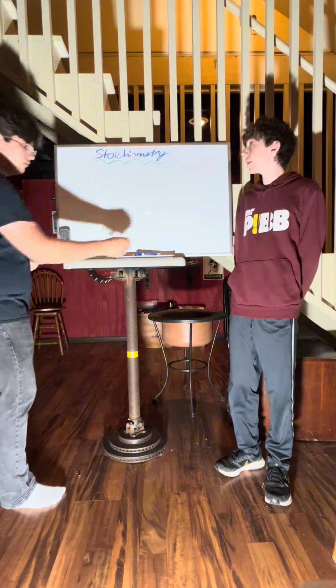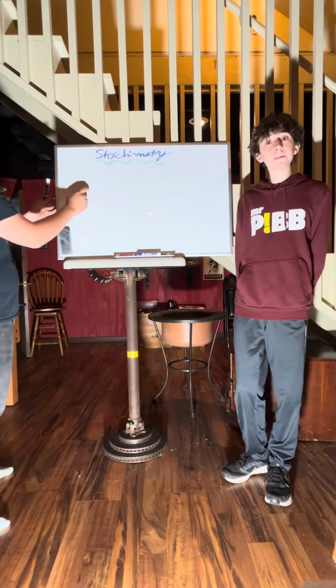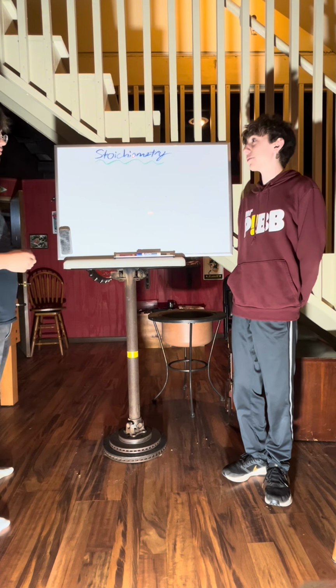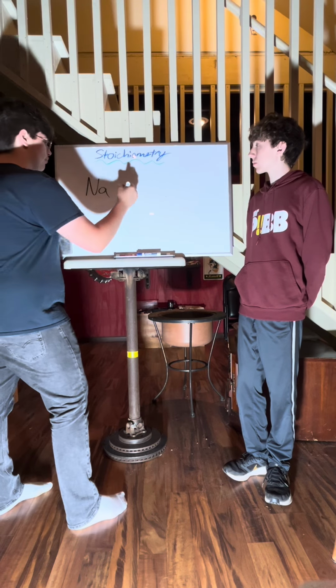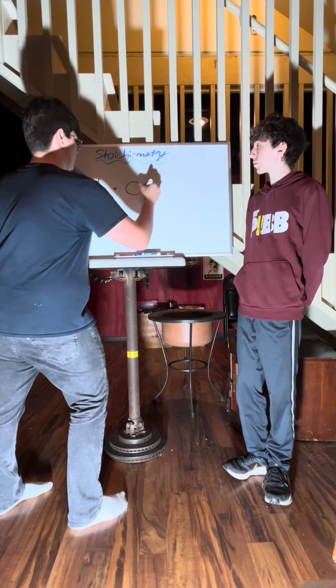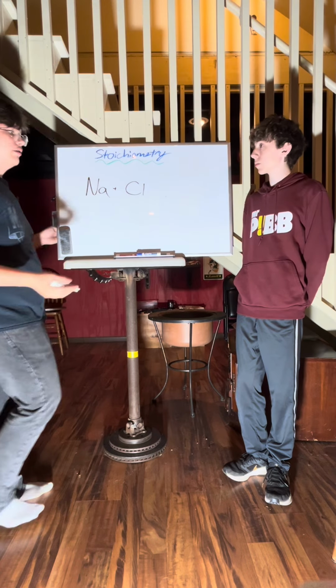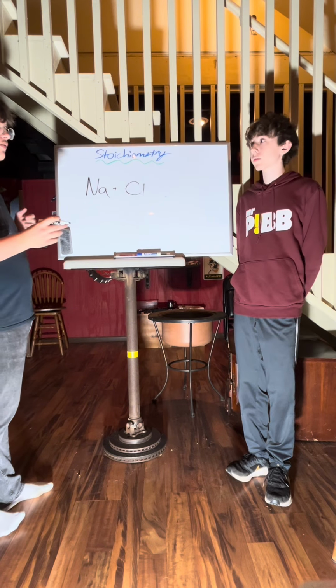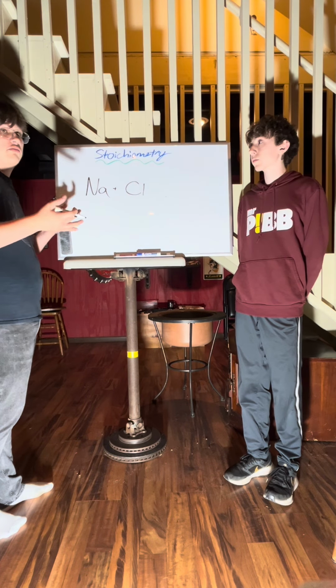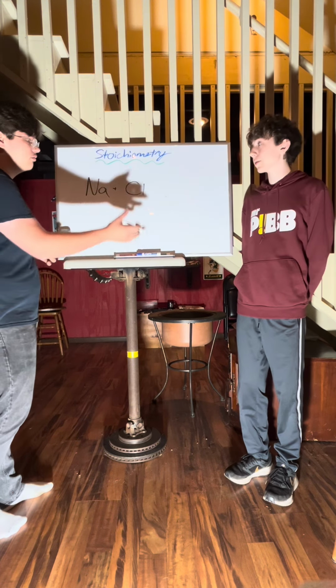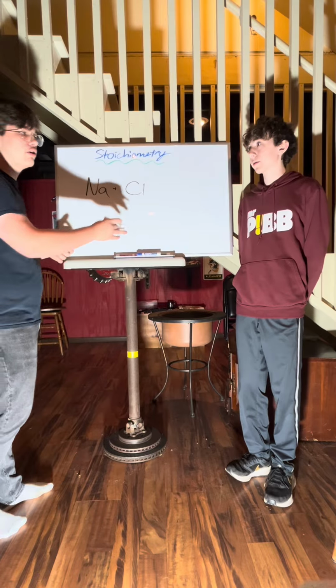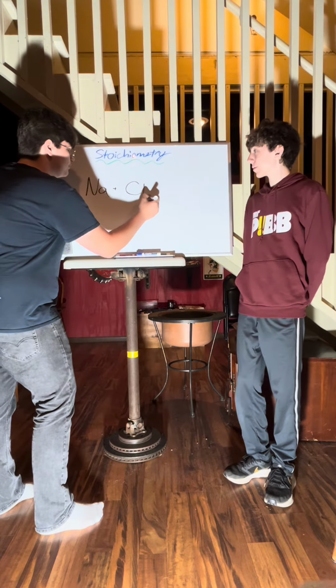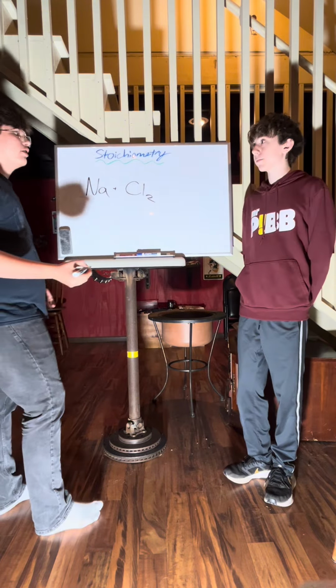Stoichiometry is the balance of chemical equations. The fun part that everyone loves. Your sodium, and you have your chlorine. But chlorine doesn't like to exist by itself because of how attractive it is. You know, everyone wants it, but it only wants itself. So you're always going to see it in pairs.